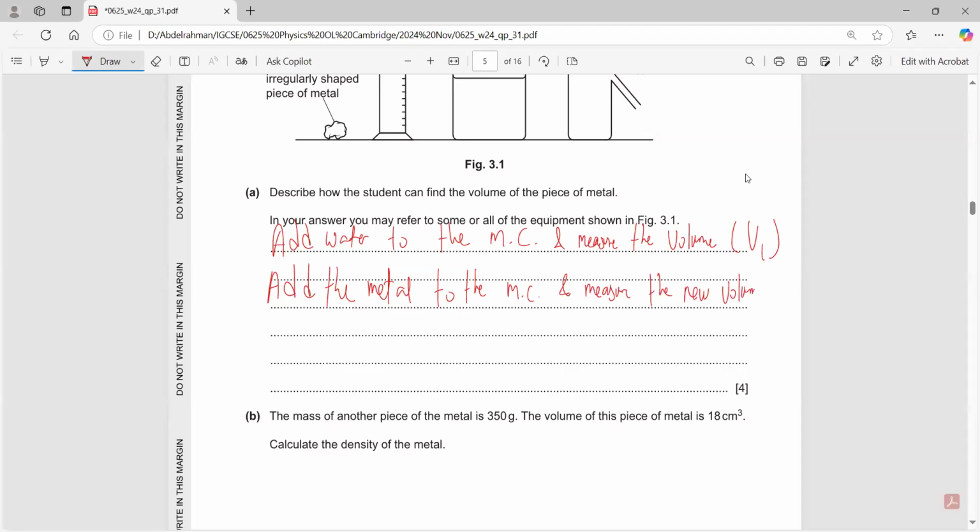New volume V2, the new volume of water and metal. We'll call it V2. And then to find the volume of the metal, what should we do? Volume of the metal, it would be V2 minus V1. We'll find the difference, yes.